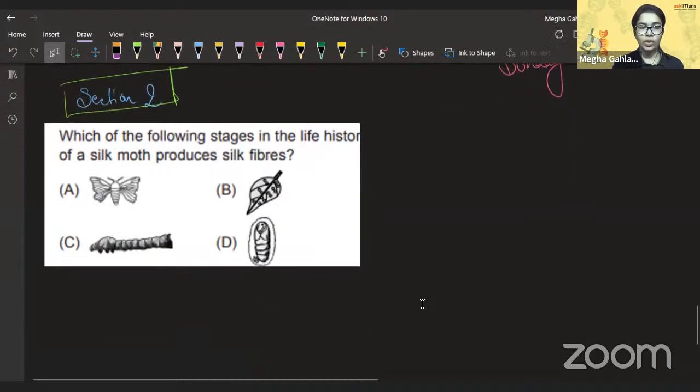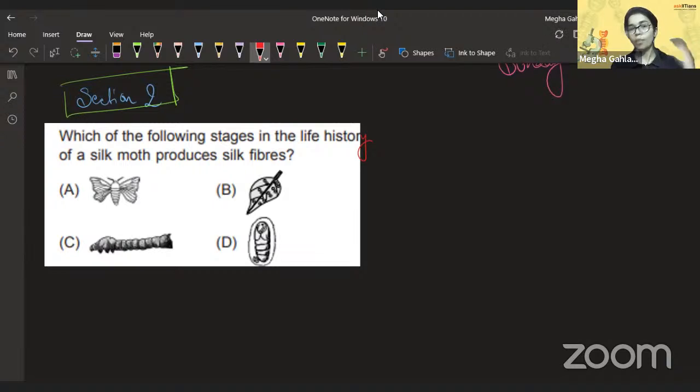So for section 2, we have a question: which of the following stages in the life history of a silk moth produces the silk fibers? This is one of the easiest questions that can be there. How exactly? Let's just go ahead. Moth, this is a complete stage. So in the complete stage, it is not going to produce any sort of fibers. It is just going to live, reproduce, and die. So there is no way that can be option one.